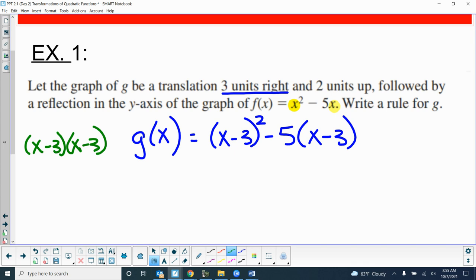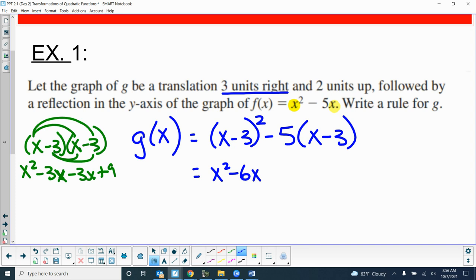So first, outside, inside, last, right? What is negative 3x and a negative 3x? What's the negative 3 and negative 3? Come on. Negative 6, thank you. So x squared minus 6x plus 9.